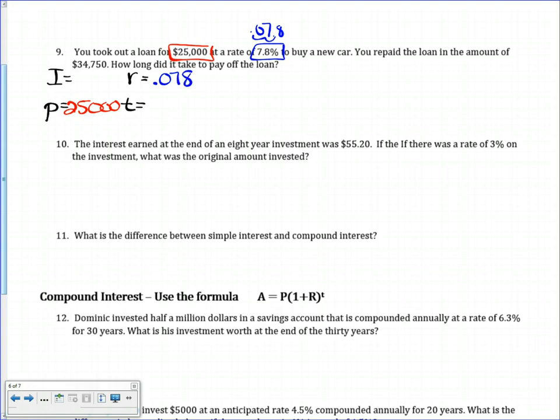And this time they told us the total that you paid back. So remember, if they give you the total to find the interest, you have to subtract. So we're going to do 34,750 minus my principal. We get 9,750. That is the amount of interest that was paid back. So this time, we are looking for time.